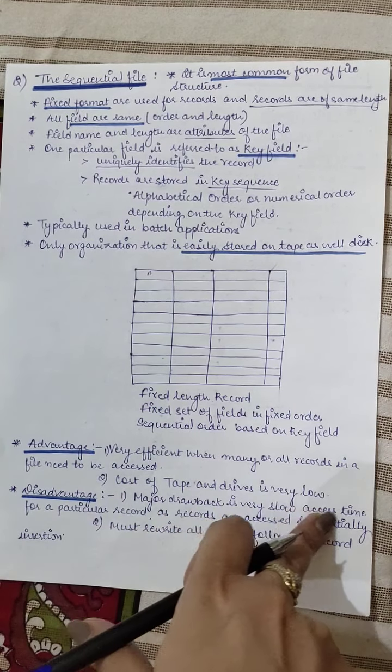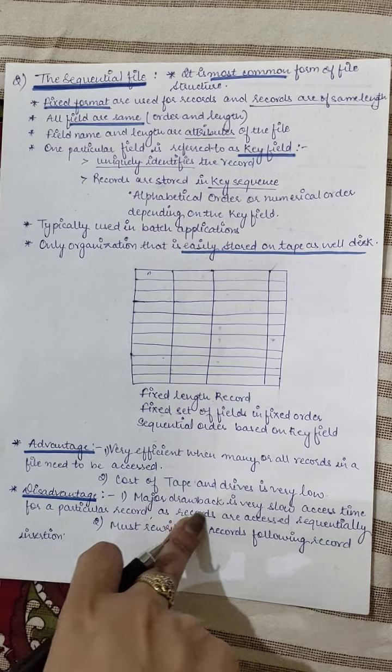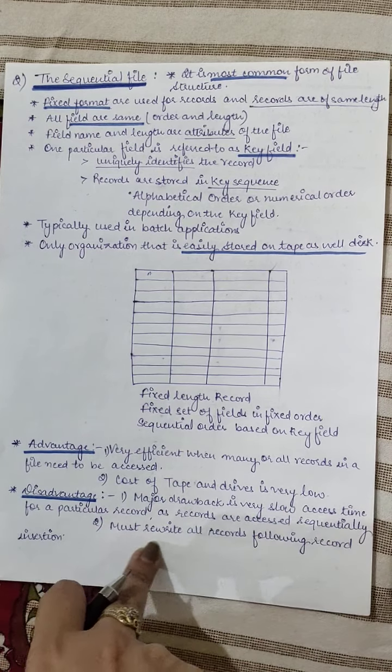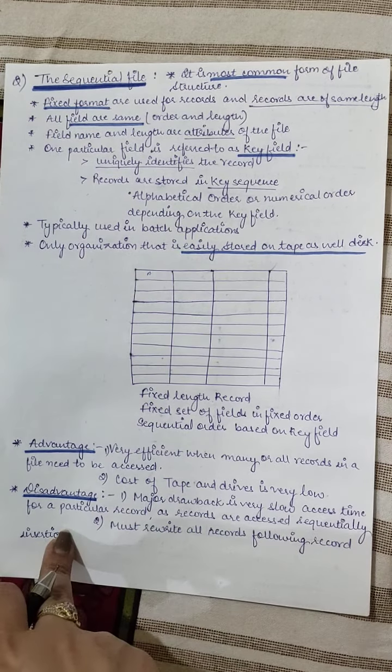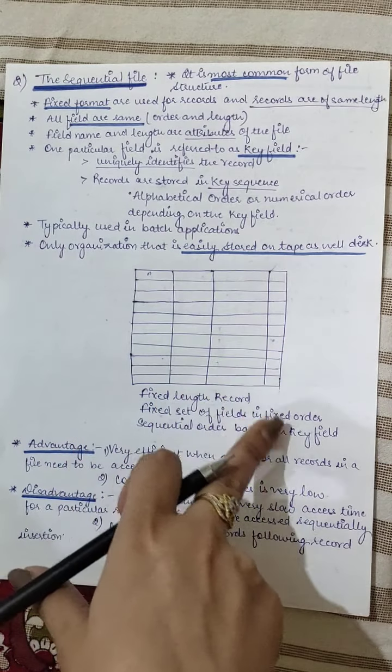Disadvantages: the major drawback is very slow access time for a particular record, as records are accessed sequentially. You must rewrite all the records following the record insertion. So record insert करना भी आसान नहीं है.